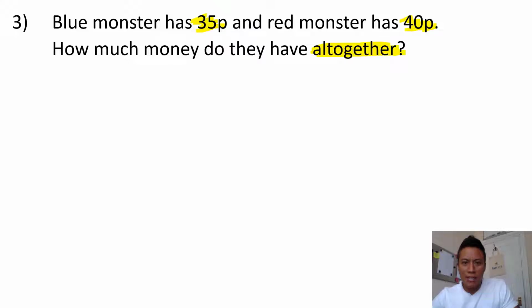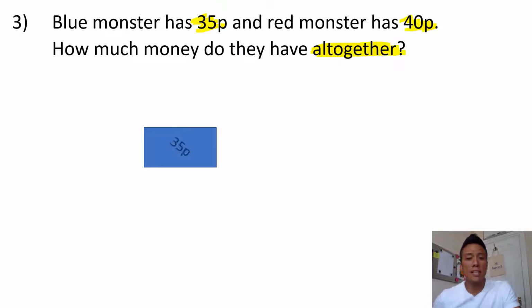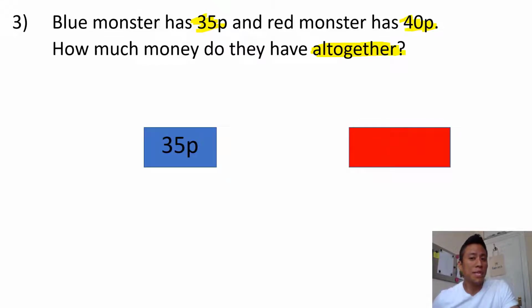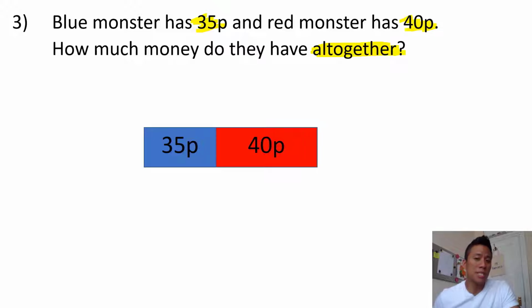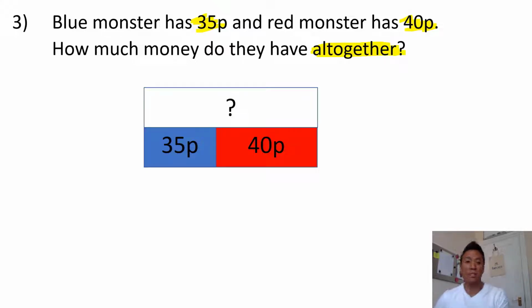Okay, if you're happy with that, go to question number 4. Right, let's get some pictorial representations going on here. So I've had it read to you. Let this represent the 35p that the blue monster has. Let this represent the 40p that the red monster has. Okay, it says how much do they have all together. So you're going to put them together and try and find out what the whole is, what the total is. Okay, get ready to pause it and see if this helps you out with trying to figure out how you can solve this problem. 3, 2, 1, pause.